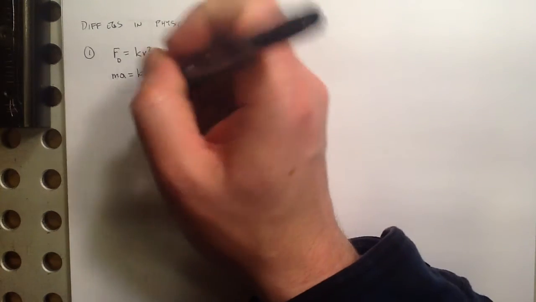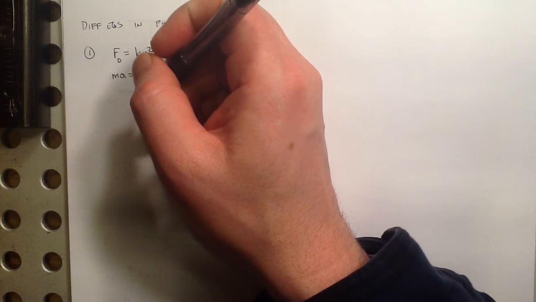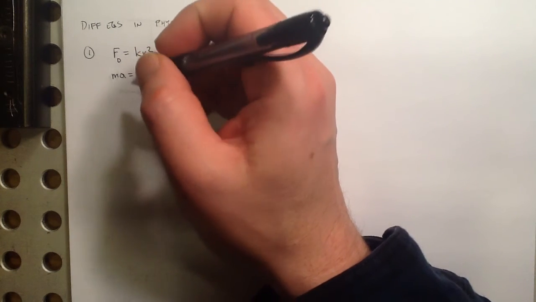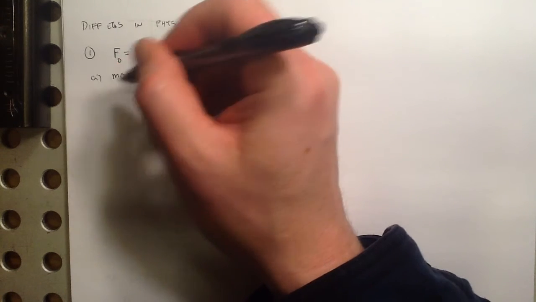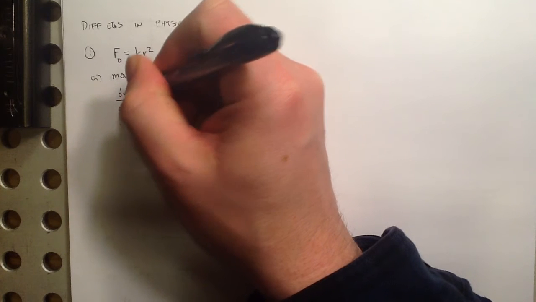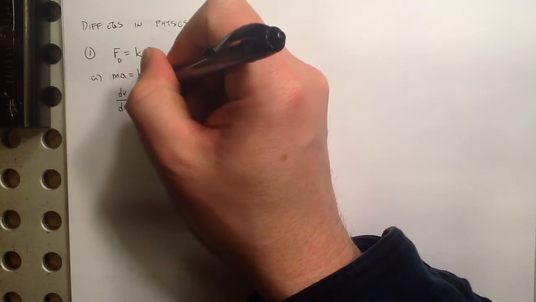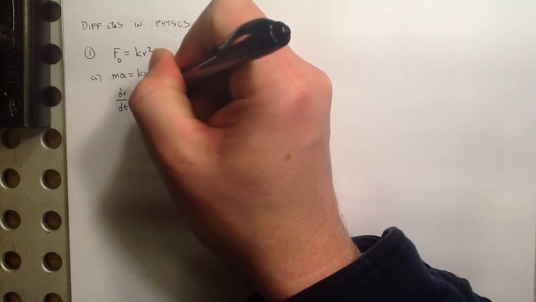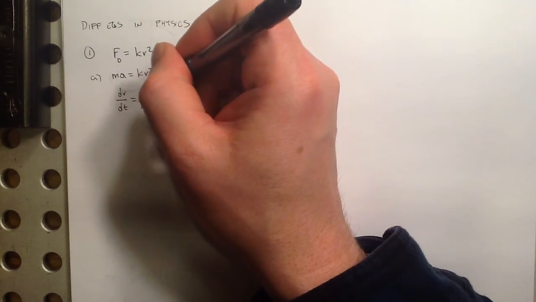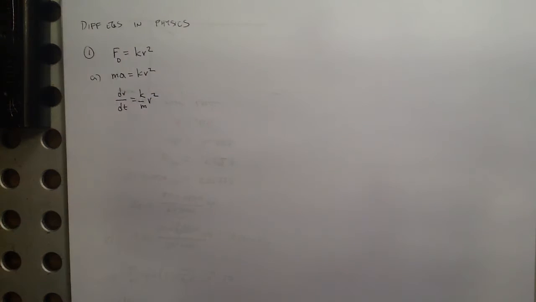And now I'm going to turn this into a differential equation. This is part A. Write a differential equation that could be solved to find the velocity as a function of time. I'm going to do that by replacing a with dv/dt. I'm also going to divide m over to the other side because I think that makes it a little nicer. So dv/dt is equal to k over m times v squared. That is the differential equation, the answer for part A.